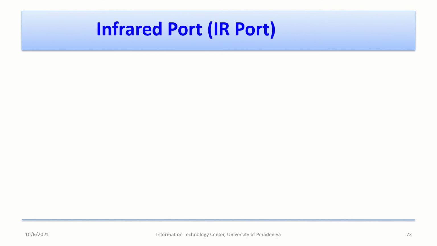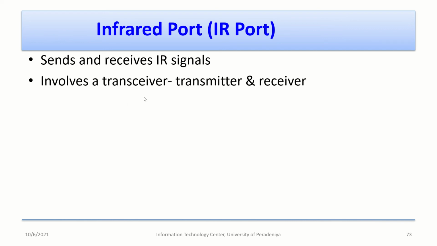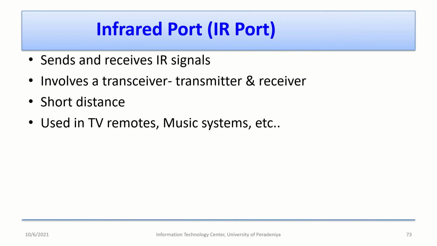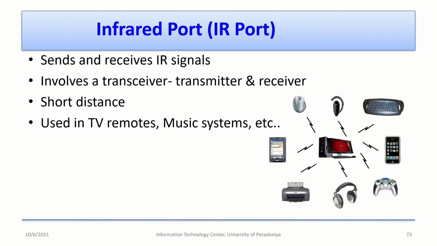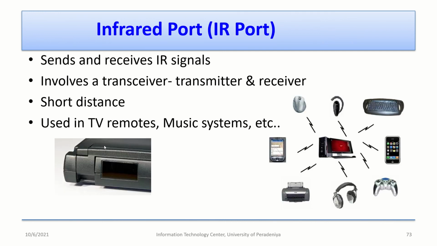The next one is the IR port, the infrared port. Here it sends and receives IR or infrared signals, with a transmitter and a receiver. The IR signal can be used over short distances. This is mainly used in TV remotes and music systems. We can even use this signal system in our computers as well, but we must have this kind of a receiver.